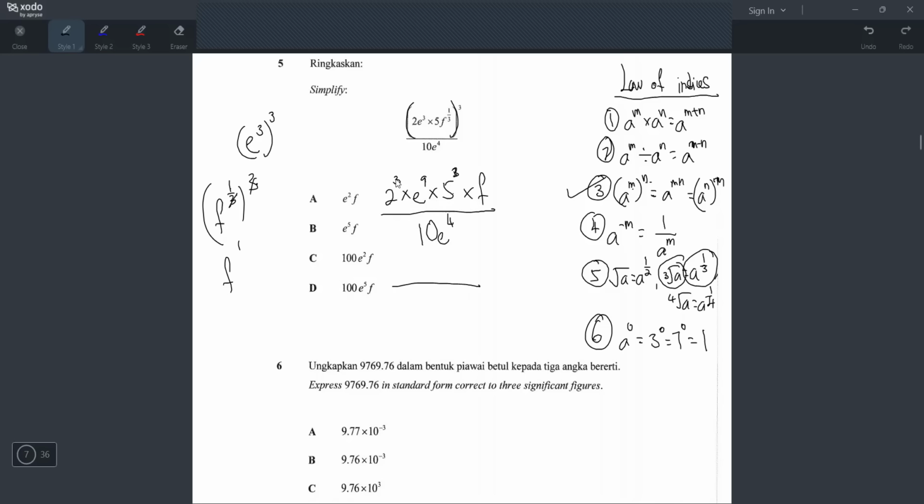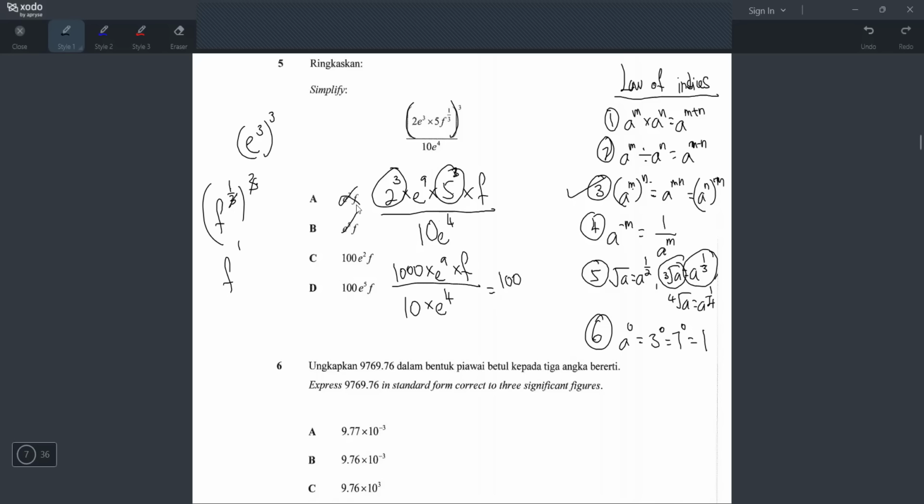So what I will do now is I'll press 2 power 3 times 5 power 3. 2 power 3 is 8, 5 power 3 is 125, so 8 times 125. I'll get 1000. Okay, so this one times this one, I get 1000. And then the e power 9, I cannot do with anyone, I'll just write it here times f, and then the whole thing has to be divided by 10 times e power 4. Now, what is 1000 divided by 10? Well, you will get 100.